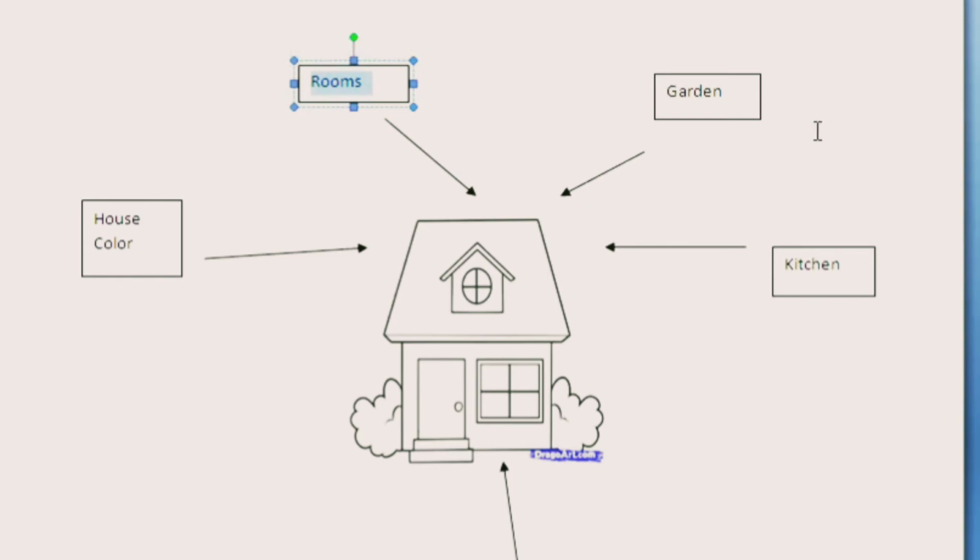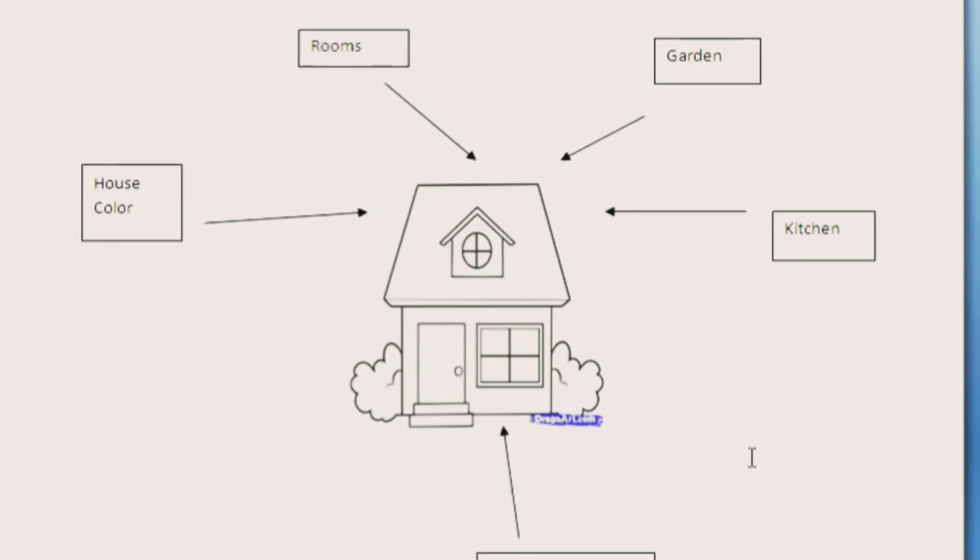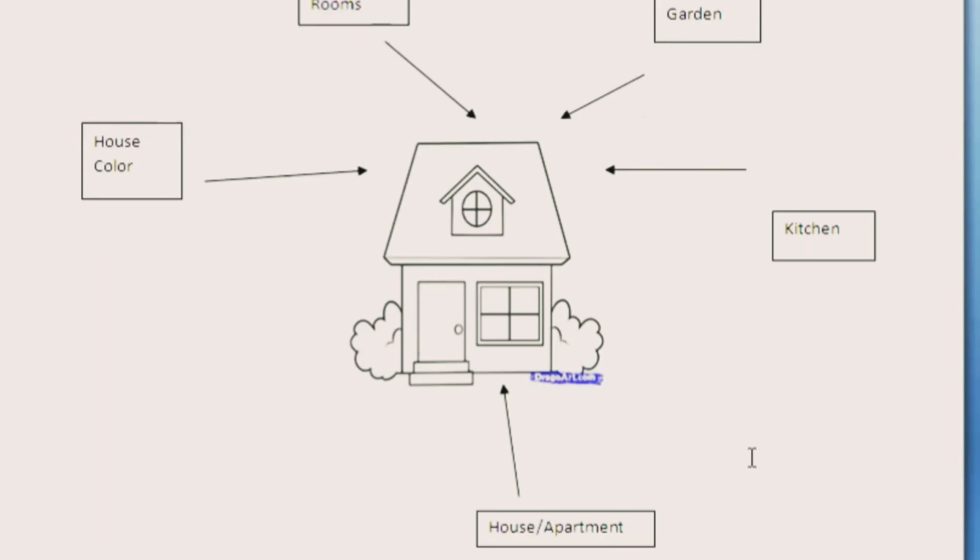All right. If you have a garden in your house, you can say, it also has a garden where I play with my brothers and sisters or where I play with my toys. You can also talk about the kitchen. You can say, there's also a kitchen in my house where my mom cooks all the tasty meals. Also, there are some students who live in an apartment. So you guys can say, I live in an apartment.